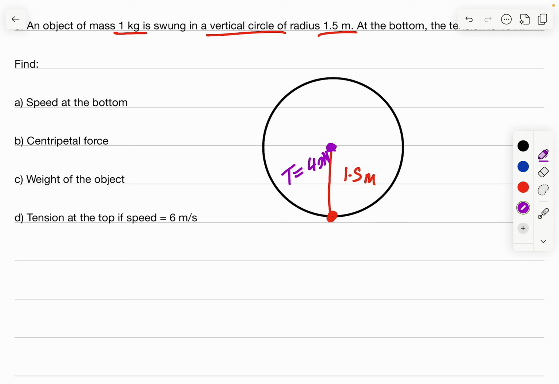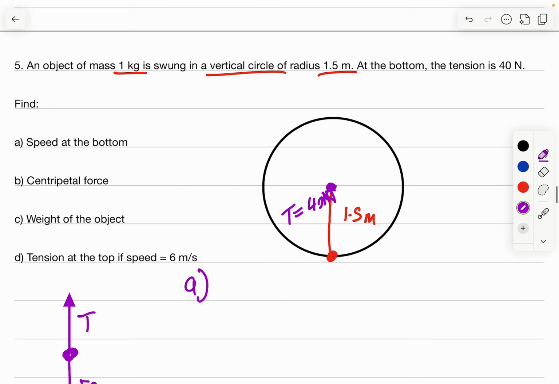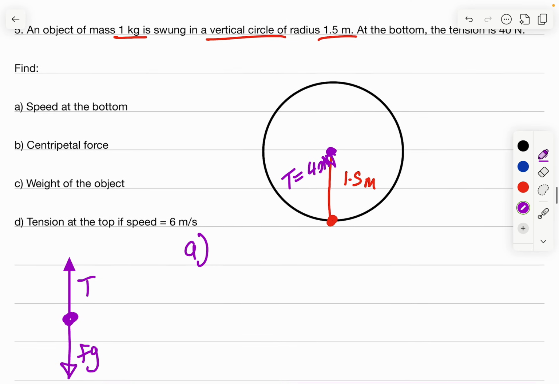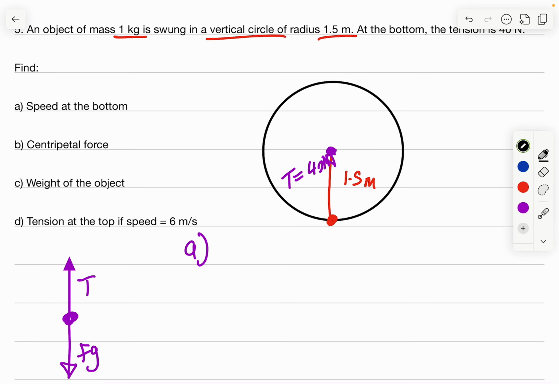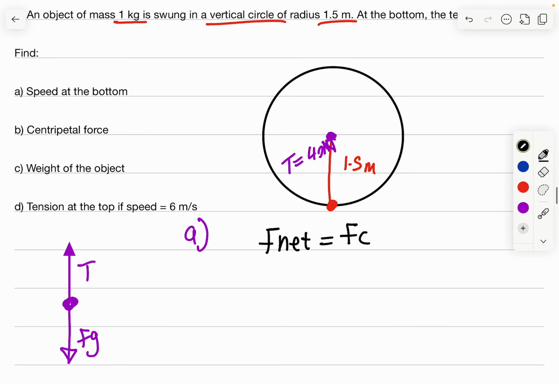You cannot calculate the speed at the bottom without a free body diagram. Draw your free body diagram. Your tension is going where? It is going upward at the bottom. You have tension. If the object has a mass, it means you have a gravitational force. They want the speed. So what we have to do is to know that F net equals the centripetal force. Understand?